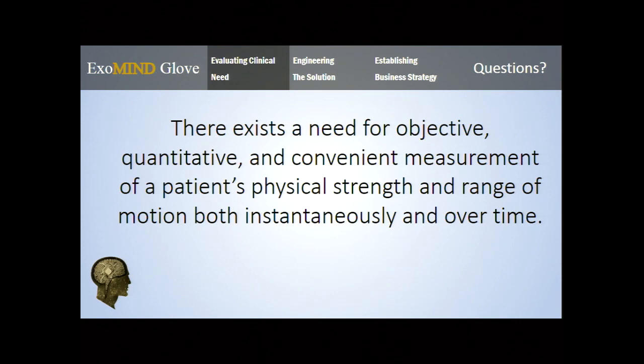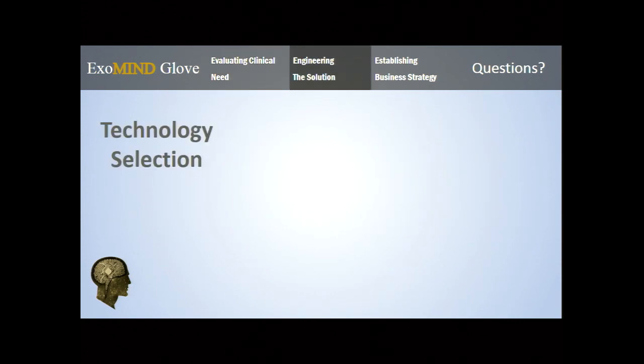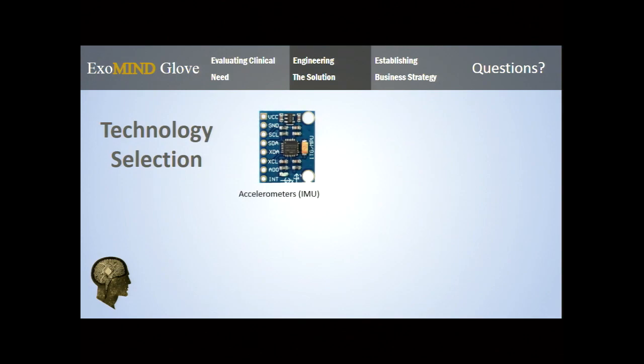So looking at this need statement, we began by looking at what sort of technologies we would need to incorporate into our final device to make sure that we're meeting all of our needs. The first of these devices would be an accelerometer. We use these accelerometers, or IMUs, to correlate their position to the exact orientation and position of the patient's fingers during therapy. The second technology would be an electromyogram.